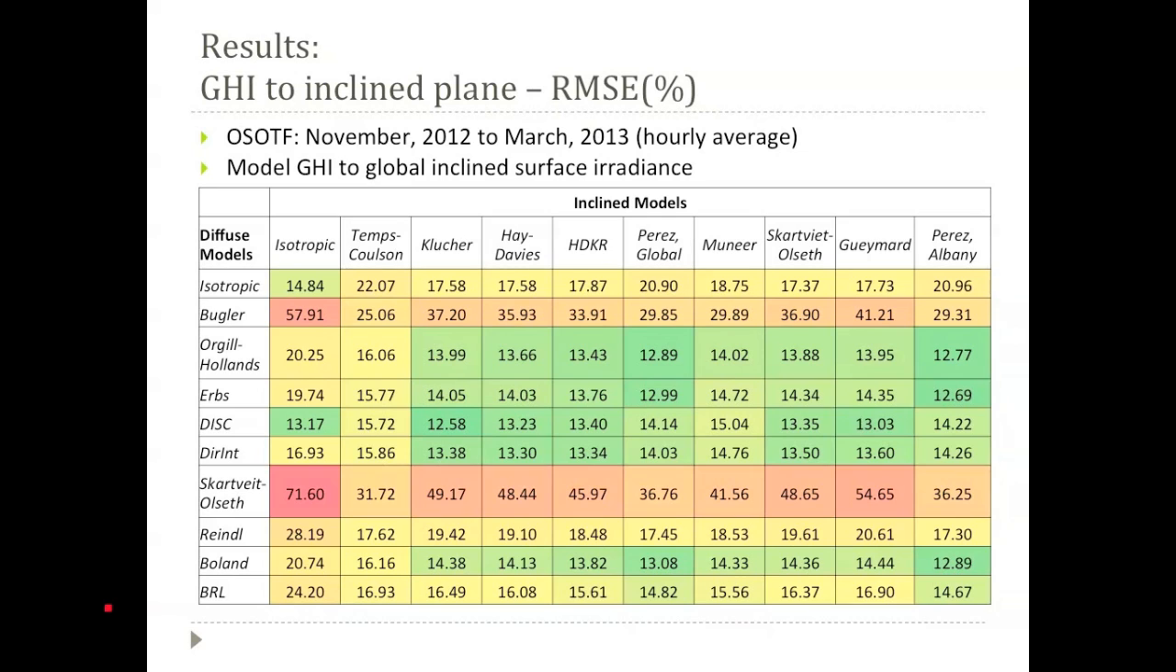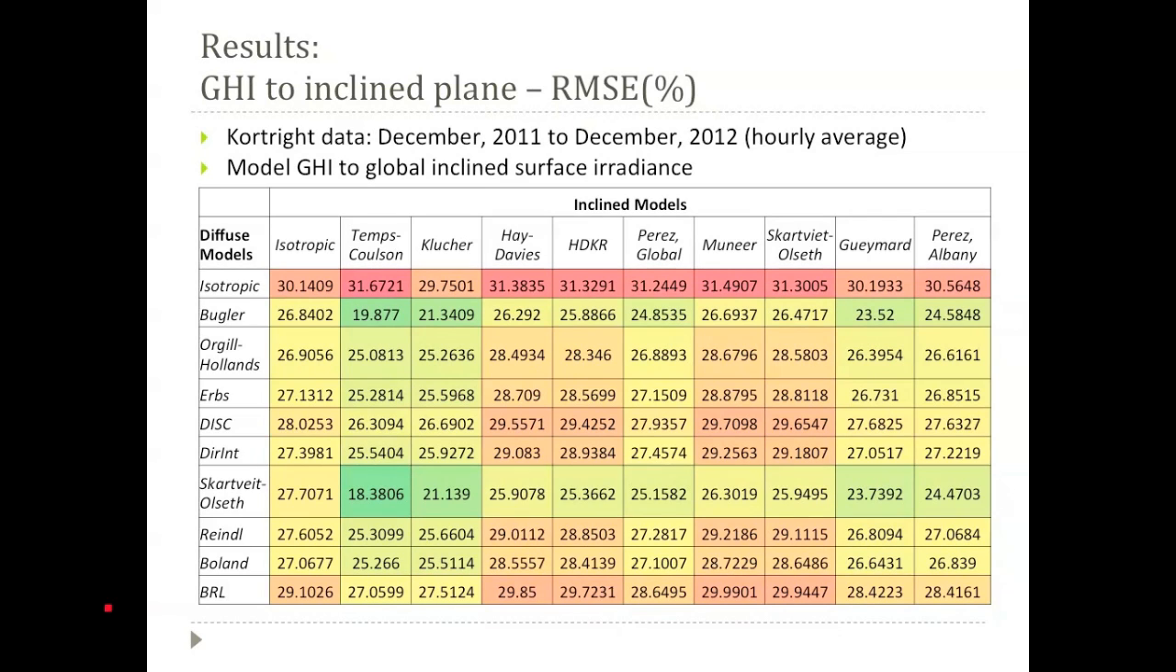But I want to point out the Bugler model here and the Skarpveit-Olseth, in terms of the diffuse fraction, in any combination they have here with the Kingston data, by far the worst performance. But when we look at the Kortright Center data, so this is a year's worth of data, you can see that it's changed fairly substantially. So the Bugler and the Skarpveit-Olseth tend to perform the best in combination with any other model.